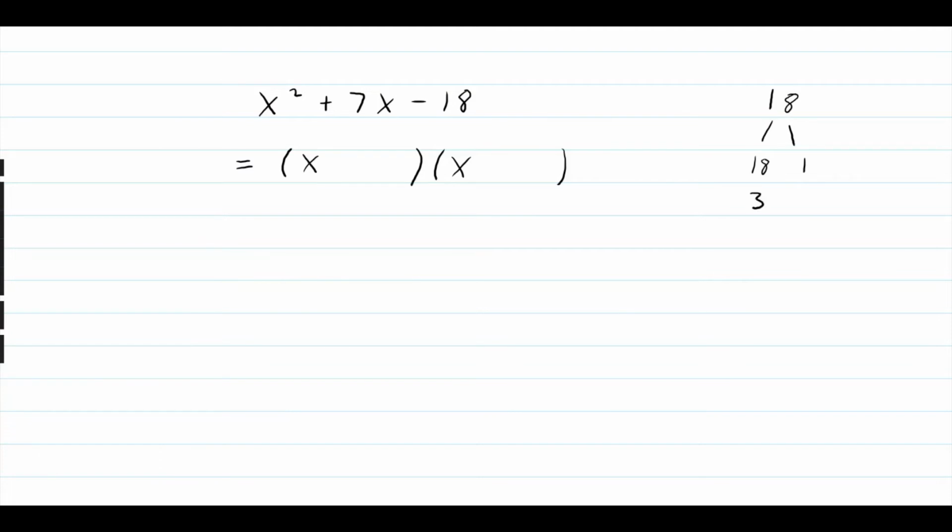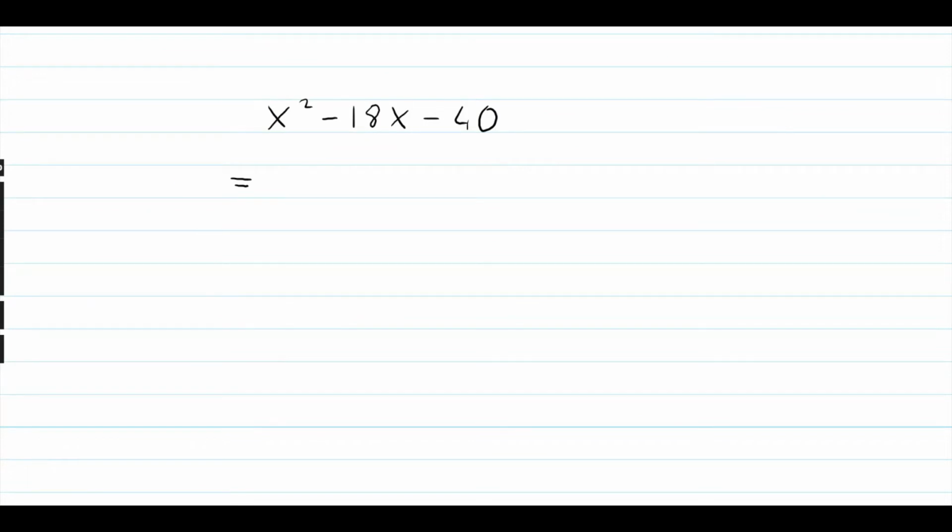So 18 times 1, and then we got 3 times 6, and then we've got 9 times 2, and I'm going to stop at 9 times 2. So how would I make 7 out of 9 times 2? Well, I could have plus 9 minus 2, and that would give us plus 7. So that's the correct one that we want there. So what we do is we just put in them factors. We put in plus 9, and then we put in negative 2 on this side. And again, you could multiply that out to see if you've got it correct or not.